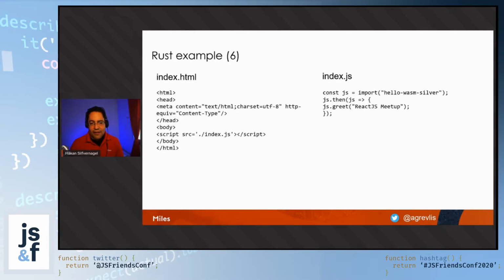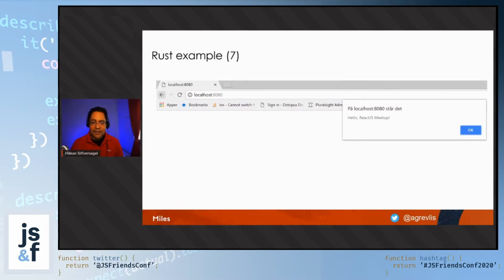And then we define an index.html file where we want to bootstrap our application through an index.js file. In this index.js file, we're importing this package, the hello-wasm-silver package. And then we need to load this asynchronously. When we do that, we assign this to an object called js, and then we can call js.greet with the text that we want to have printed out. If we do that, we can see that we will get the hello world example that we defined.